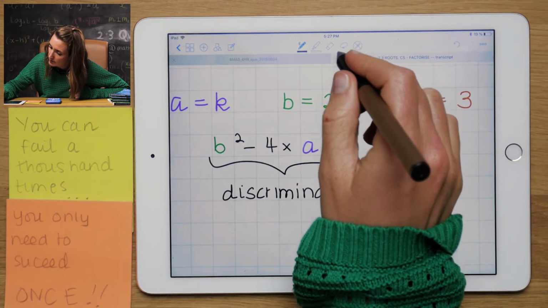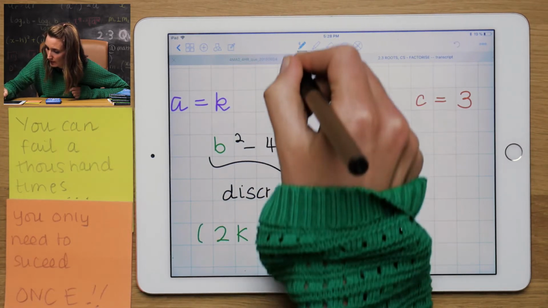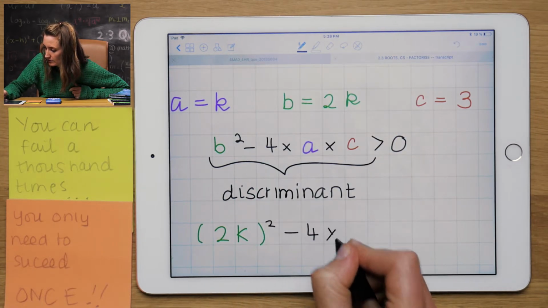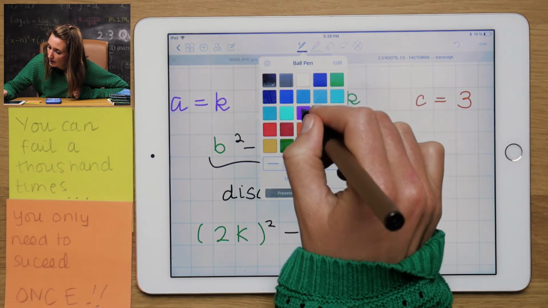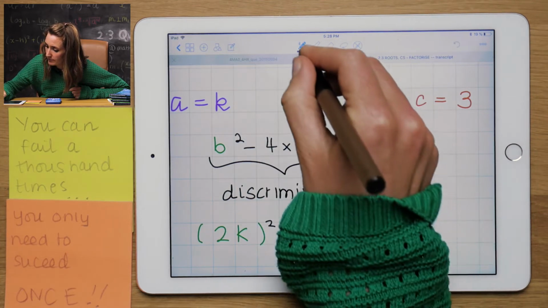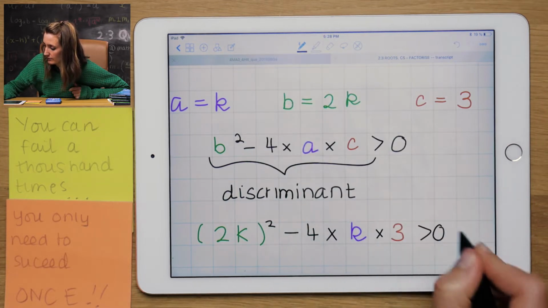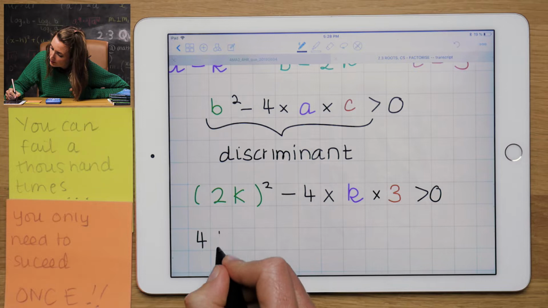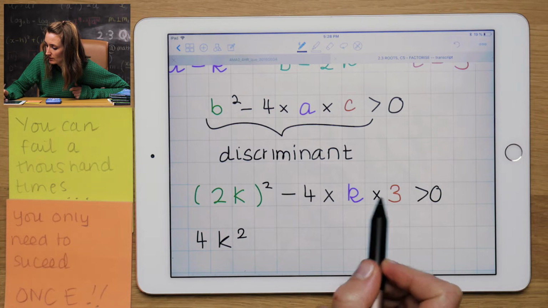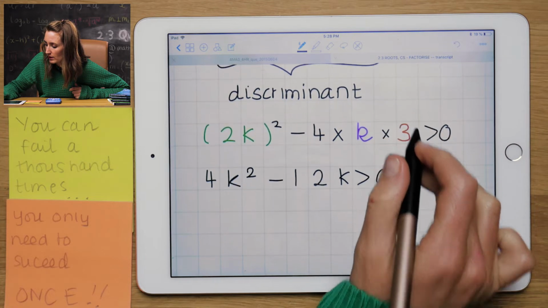Okay, so we're going to substitute these in. So b is 2k. That needs to be squared minus 4 times a, which is k, times c, which is 3. And you want that one bigger than 0. 2k squared is 4k squared. Don't forget you need to square the 2 and the 4. 4 times k times 3 is minus 12k, bigger than 0.